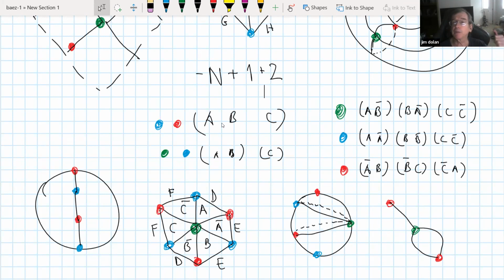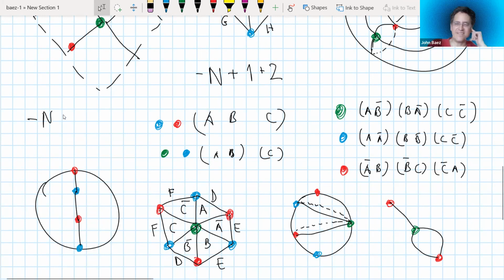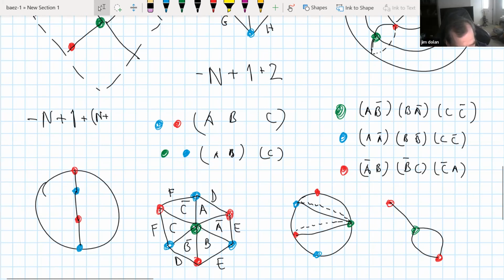So we're generating by a permutation, a cycle and a transposition. The cycle has very few orbits. The transposition has lots of orbits. The cycle is just 1 orbit. So it's -n, plus the orbits of the cycle, plus the orbits of the transposition, which would be n-1. Is that right?